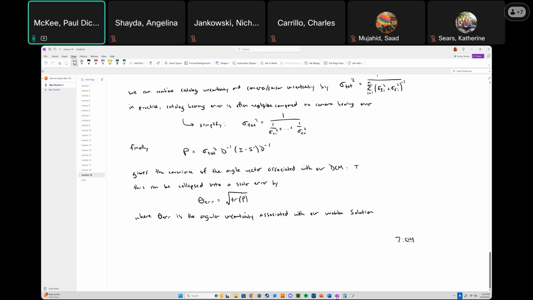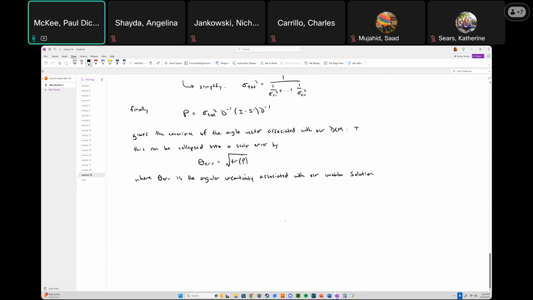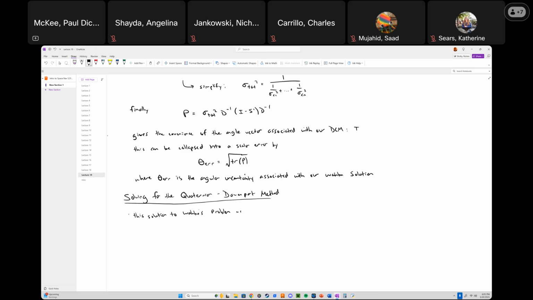It is time to talk about another way of solving Wahba's problem that was invented in the 1970s by a guy named Paul. And obviously, I'm a fan of that. Us Pauls need to stick together. So we can also solve for the quaternion, which is referred to as the Davenport method. This solution to Wahba's problem was developed in the early 1970s by Paul Davenport.